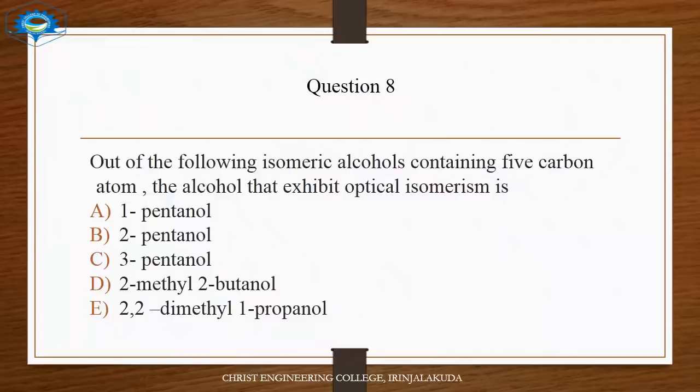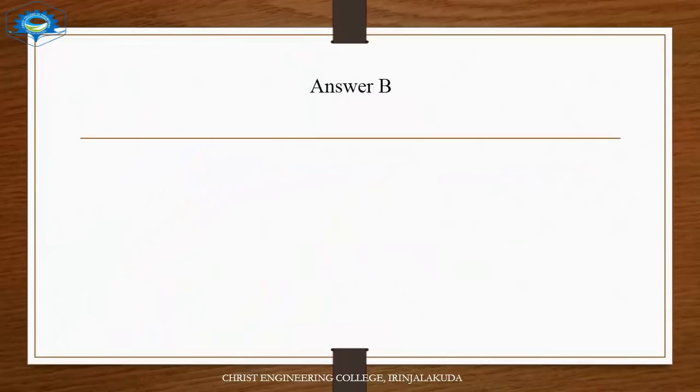Question number 8. Out of the following isomeric alcohols containing 5 carbon atoms, which one exhibits optical isomerism? Option A, 1-pentanol. Option B, 2-pentanol. Option C, 3-pentanol. Option D, 2-methyl-2-butanol. Option E, 2,2-dimethyl.